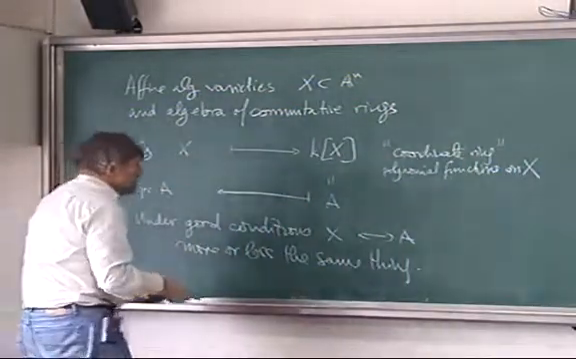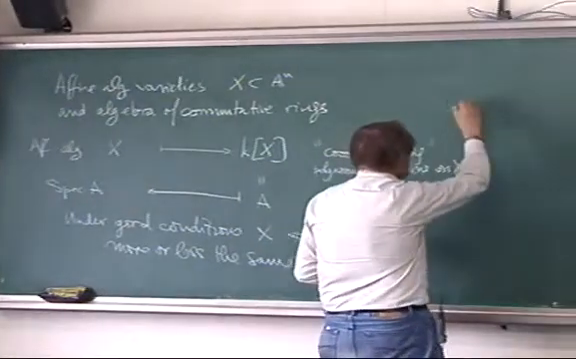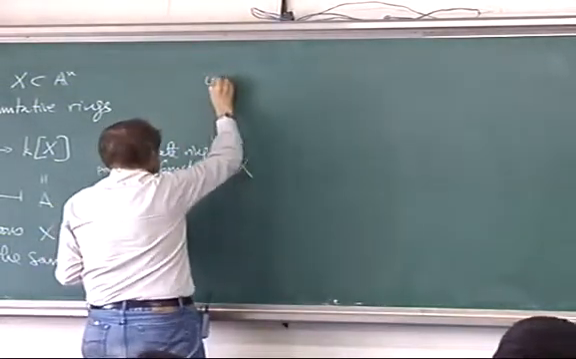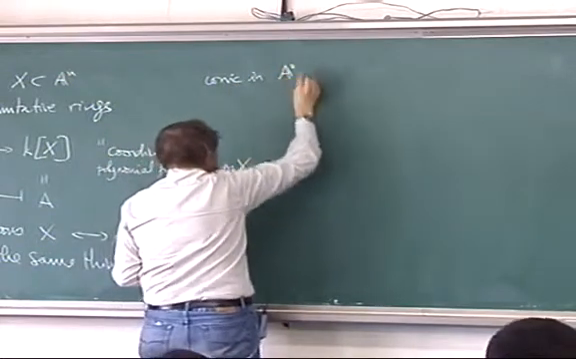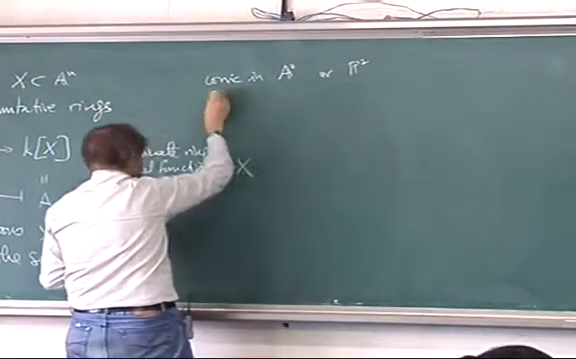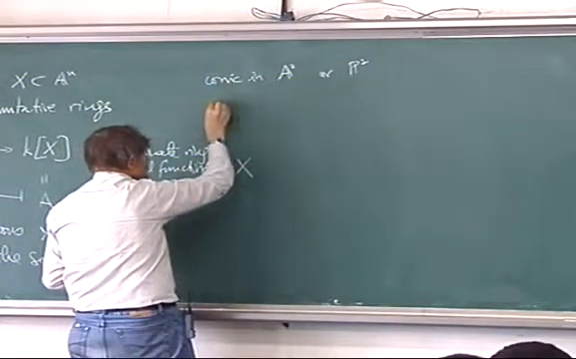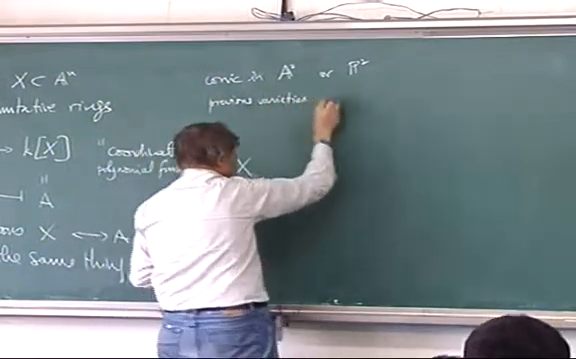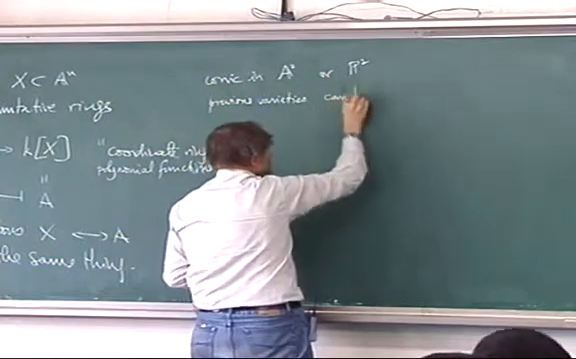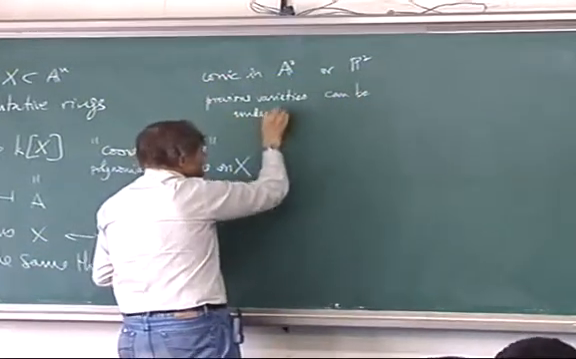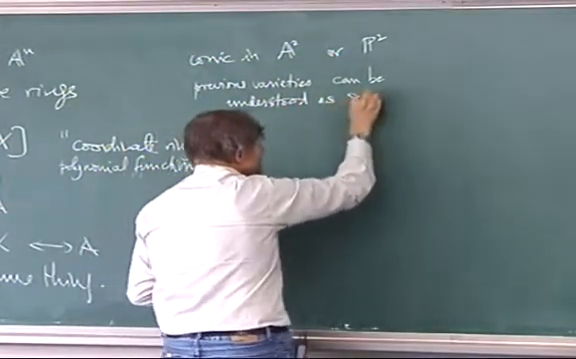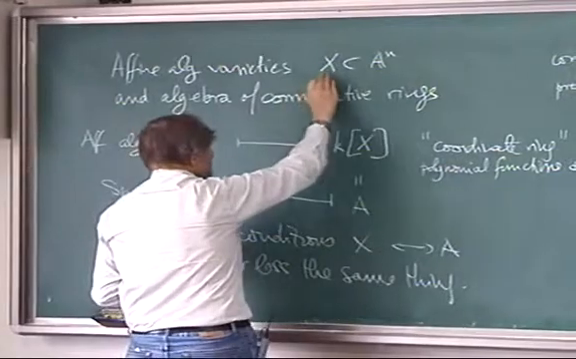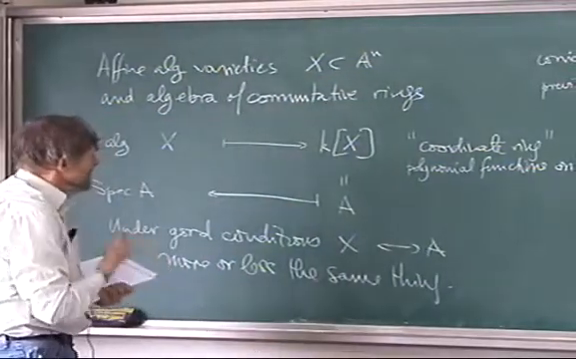So just to set this in context, earlier in the course I was talking about varieties. So for example, a conic in A2 or P2, or you know, these P^n and so on. So these are the previous varieties. The varieties in the previous lectures can basically be understood as sets only. Whereas to say what this algebraic variety X is, it's much more than a set. It's got much more structure.